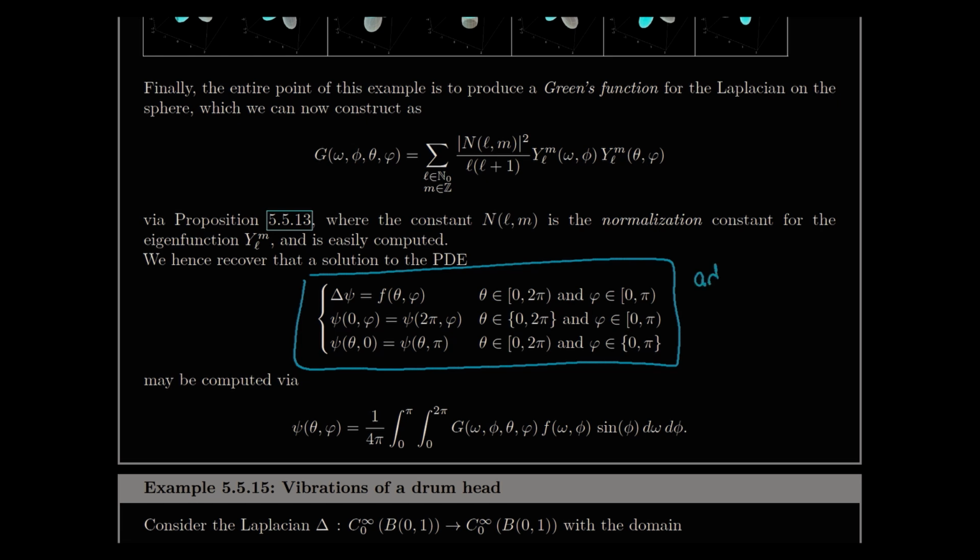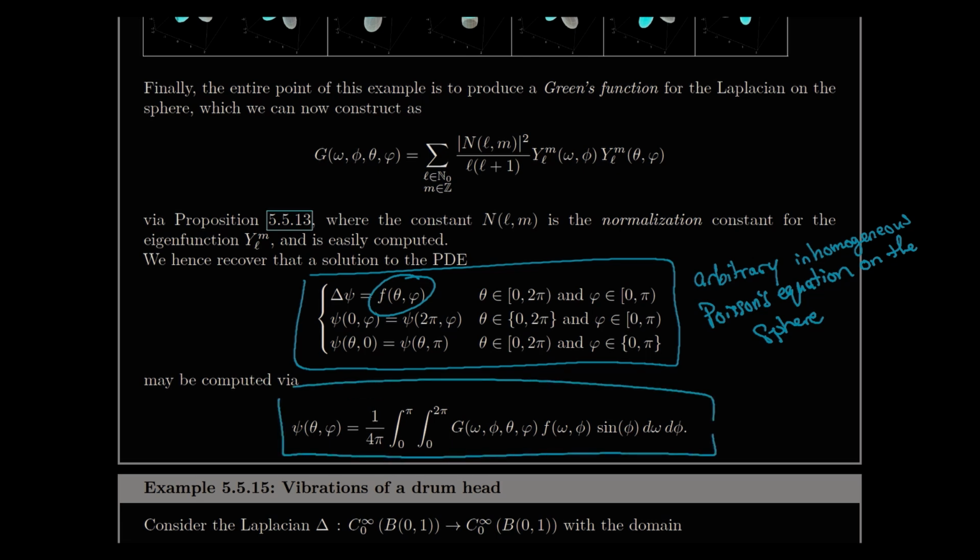This is the arbitrary inhomogeneous Laplace's, well, it's technically Poisson's equation. Basically, the inhomogeneous Laplace's equation and the Poisson's equation are the same thing, on the sphere. So we can solve it on the sphere, no matter what f of x is, or f of theta and phi is. We just use exactly a Green's function formula, right? So now that we know what the Green's function is, there it is.